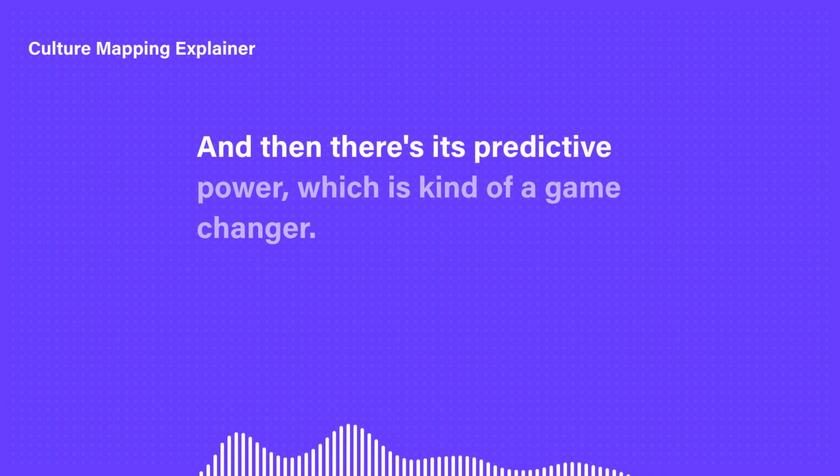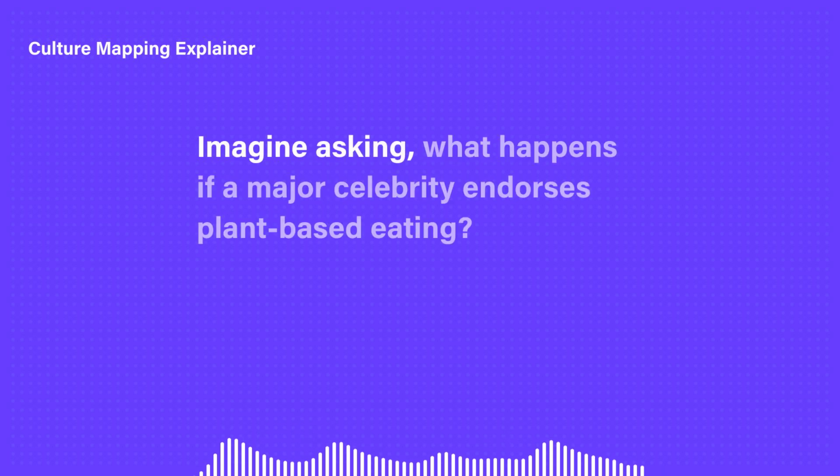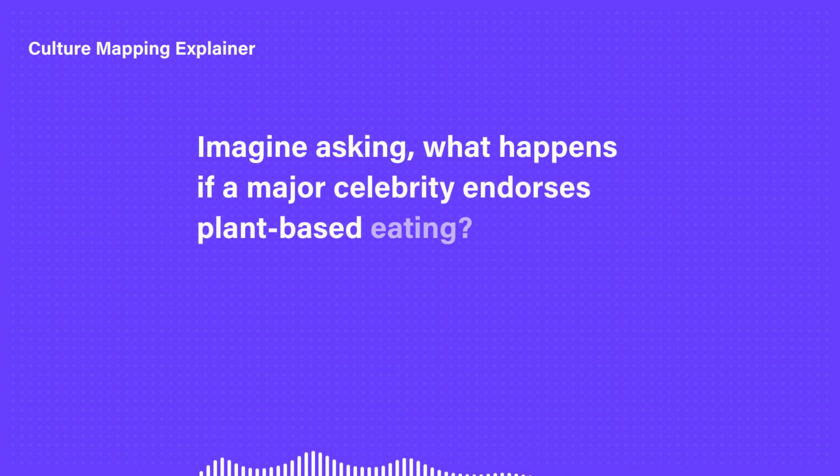And then there's its predictive power, which is kind of a game changer. With simulation capabilities, Gen AI helps us play out what-if scenarios. Imagine asking, what happens if a major celebrity endorses plant-based eating?